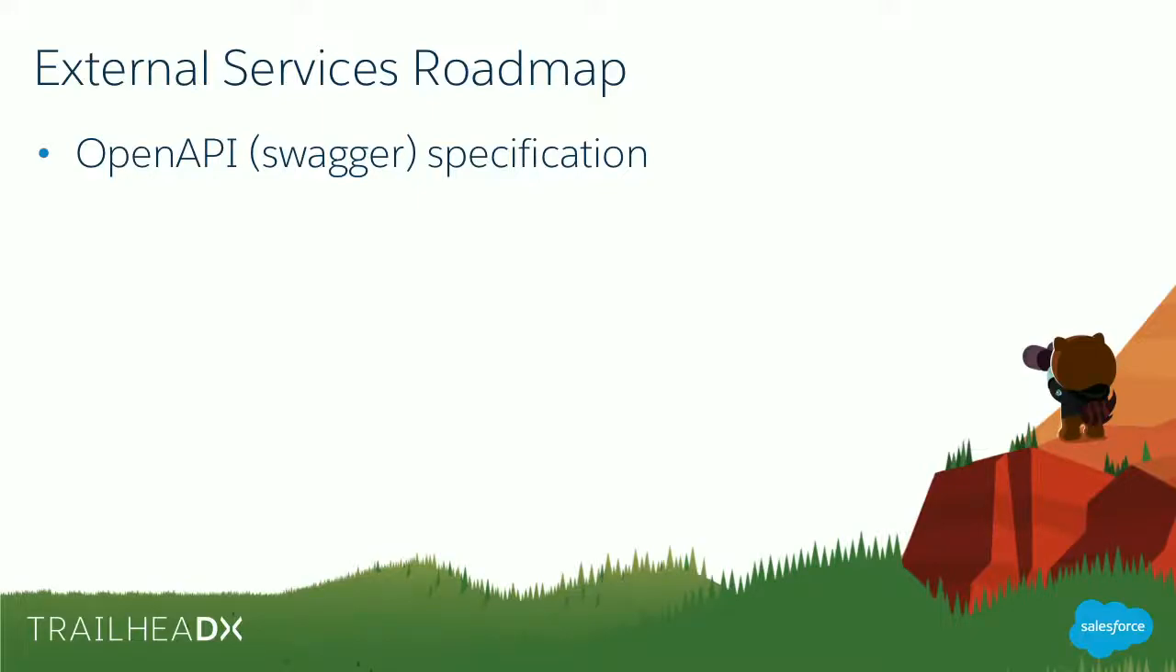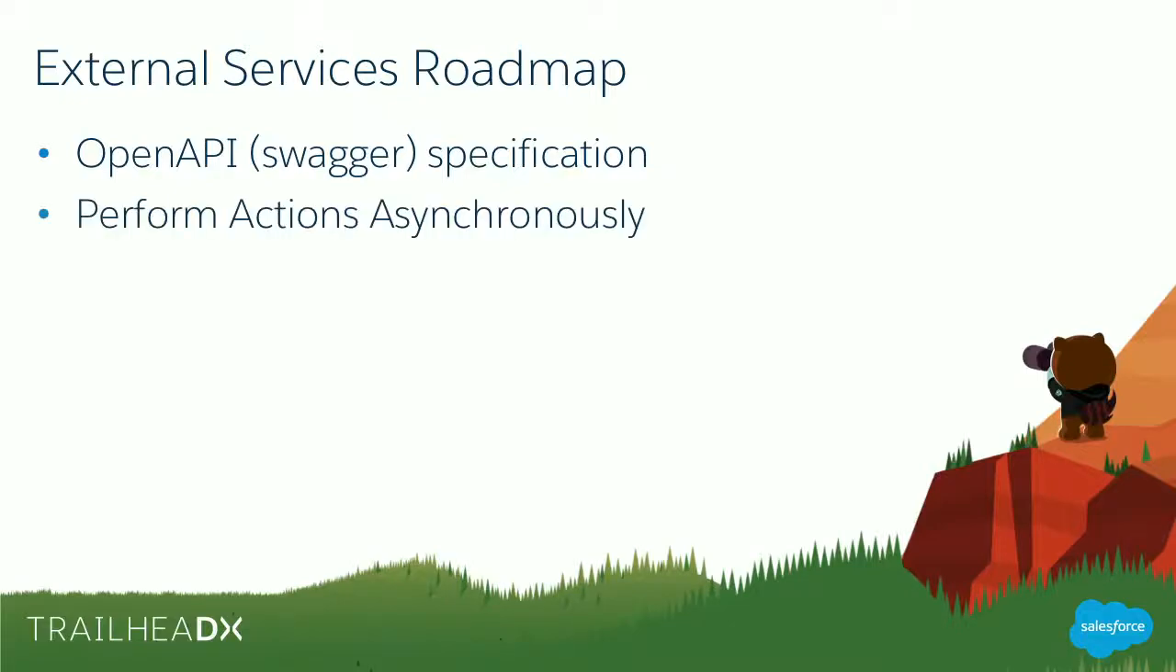But in the, what is it? It's going to be the winter version that's being worked on right now, and we're coming towards the end of the development cycle on. They're going to support another file format for that schema file, and it's Open API, also called Swagger. And the really nice thing about this is it's more adopted by the community, and there is a set of existing tools to help you make these files.